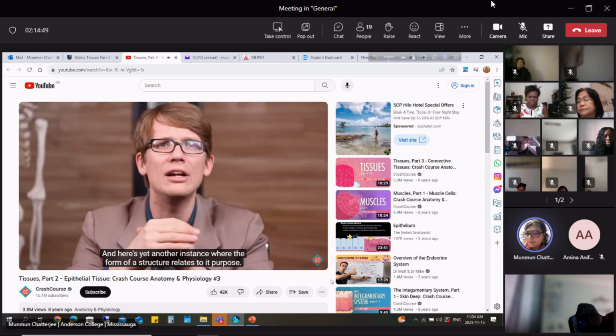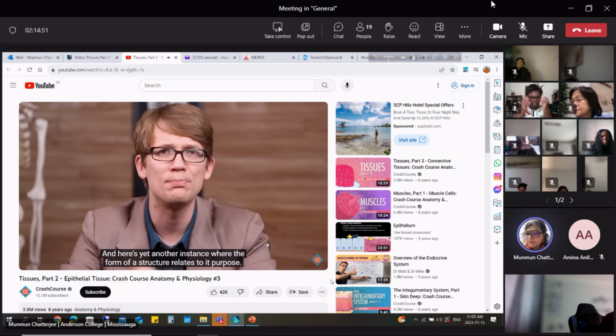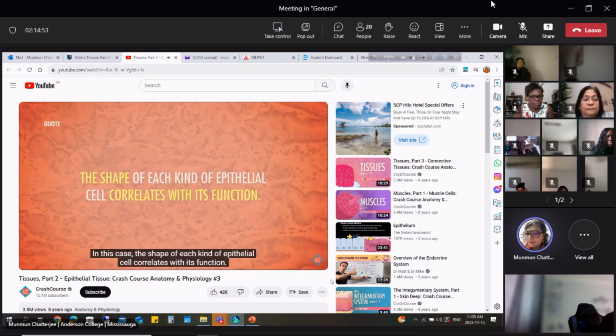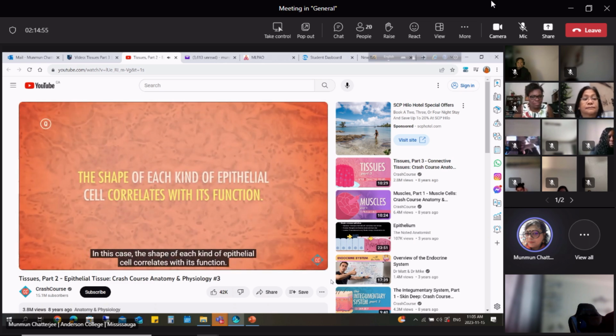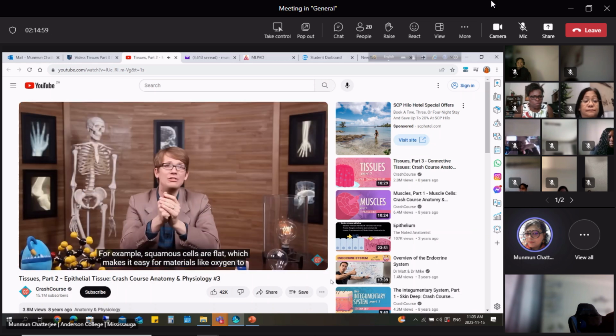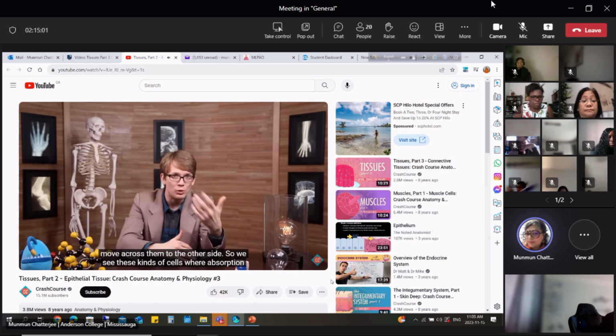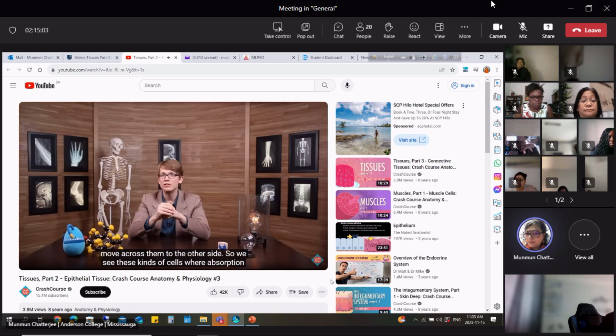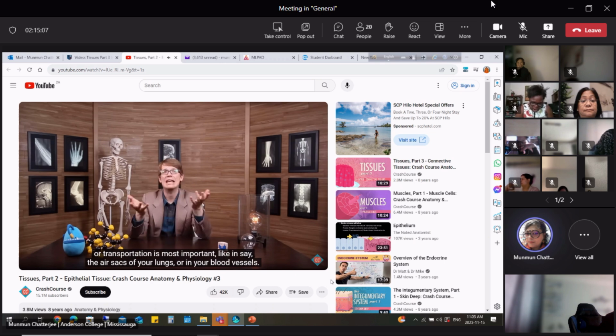And here's yet another instance where the form of a structure relates to its purpose. In this case, the shape of each kind of epithelial cell correlates with its function. For example, squamous cells are flat, which makes it easy for materials like oxygen to move across them to the other side. So we see these kinds of cells where absorption or transportation is most important, like in, say, the air sacs of your lungs or in your blood vessels.